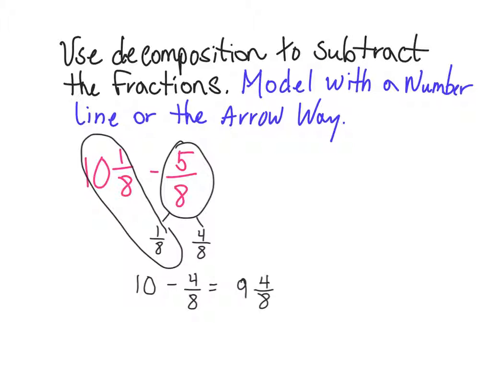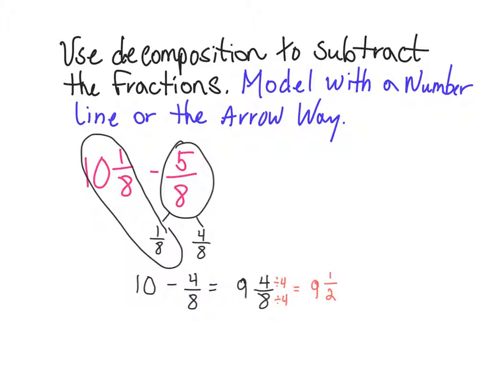But we can't leave 4/8 as an answer, can we? No, because we have to simplify. And what is the greatest common factor that 4 and 8 share? Well, they both share the 4. So I'm going to divide the top and the bottom by 4, and I'm left with 9 and 1/2.